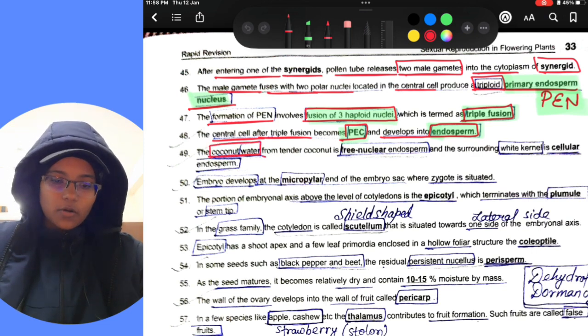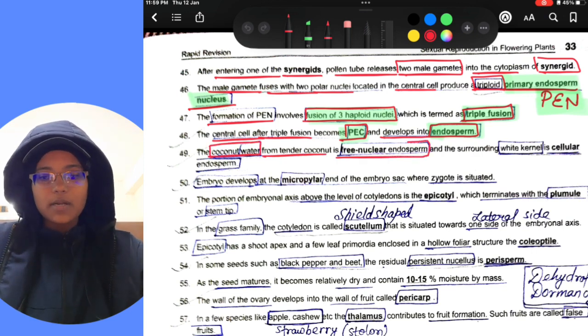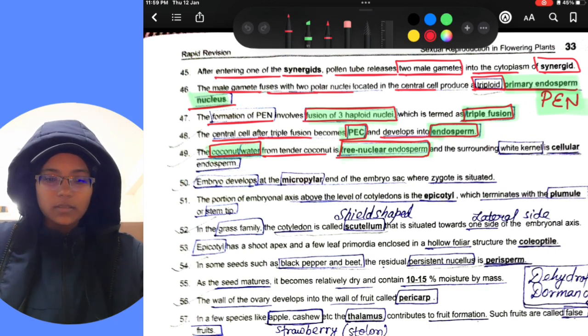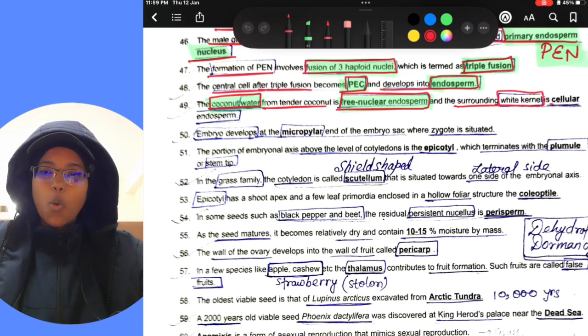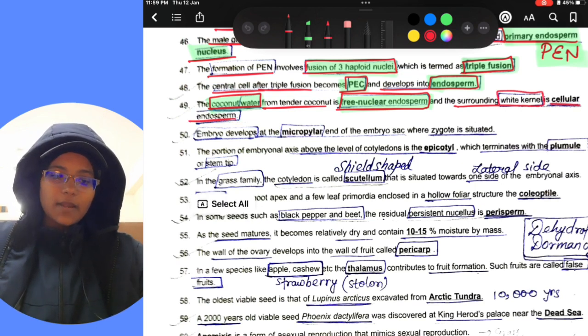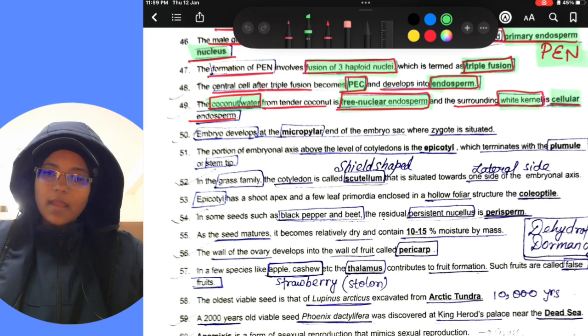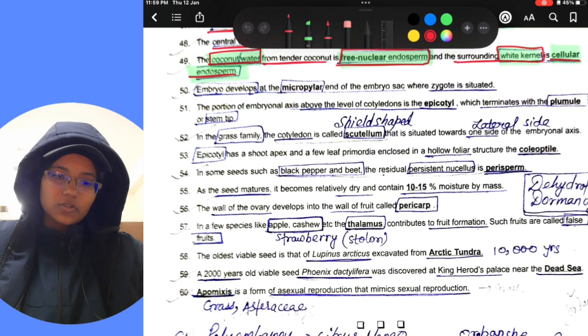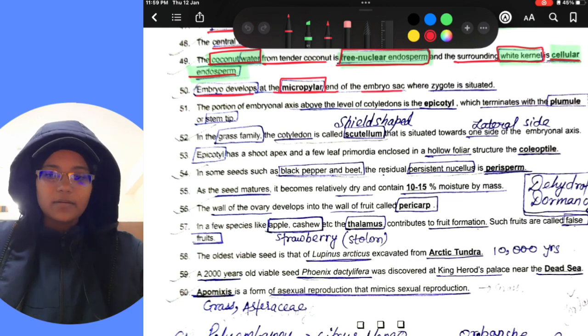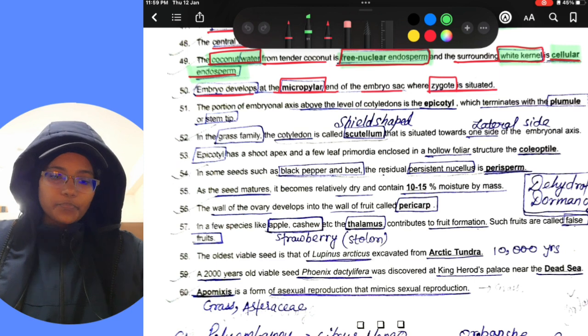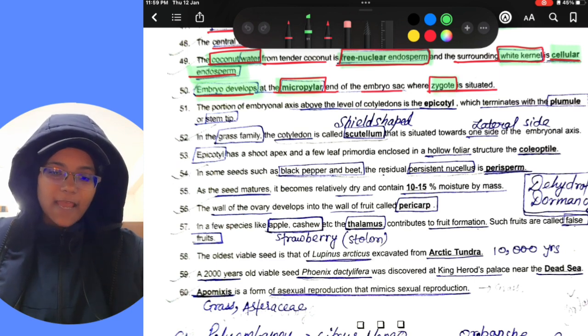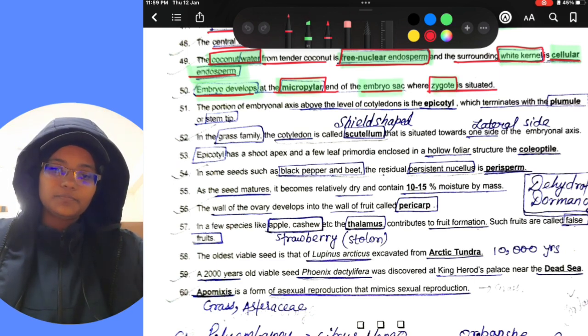The coconut water which you drink from tender coconut is free nuclear endosperm. It is endosperm containing thousands of nuclei, and the surrounding white kernel is the cellular endosperm. The embryo develops at the micropylar end of the embryo sac where the zygote is situated.